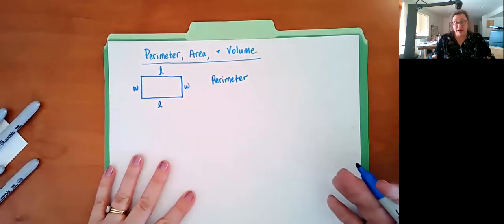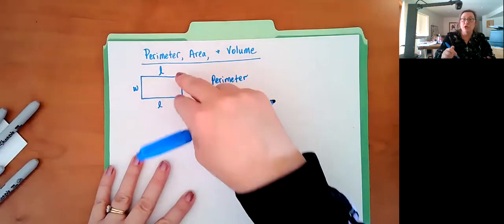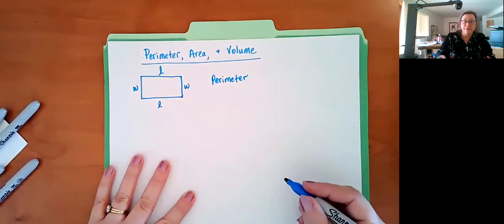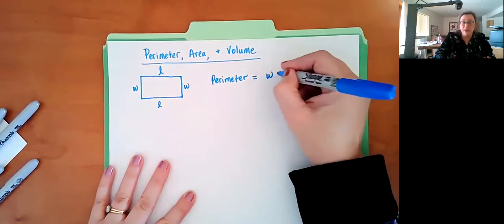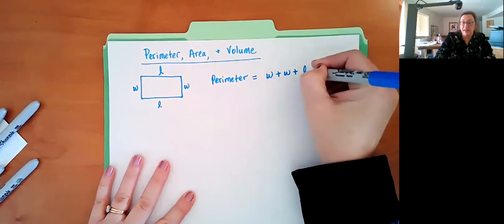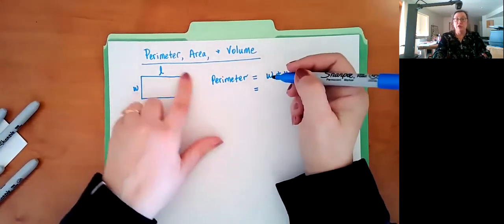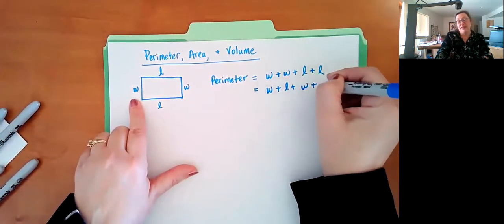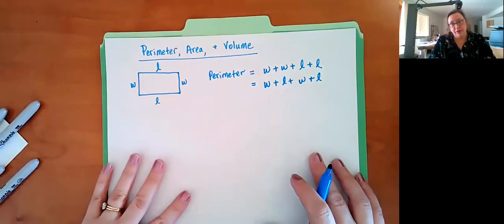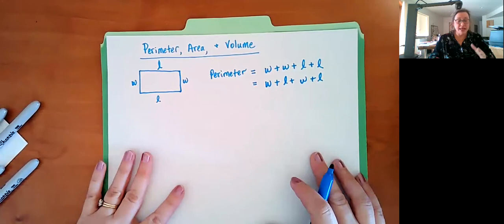Because it's a rectangle, we know that our two widths are going to be the same and our two lengths are going to be the same. So you could think of the perimeter as being width plus length plus width plus length. Or if you wanted to go in a circular fashion, it would be width plus length plus width plus length. Hopefully you can see that there's no difference between the answers you will get with those equations.